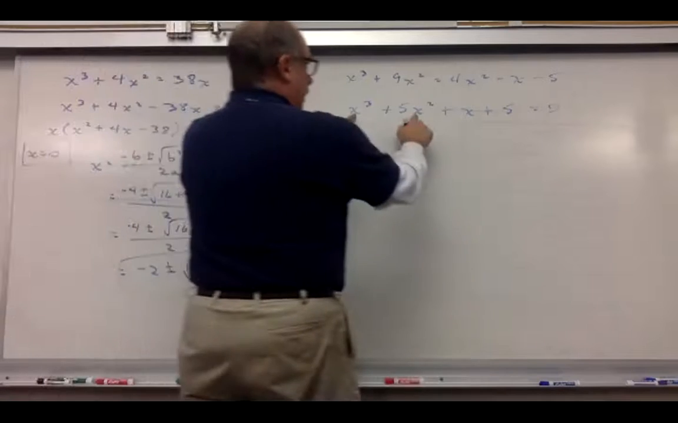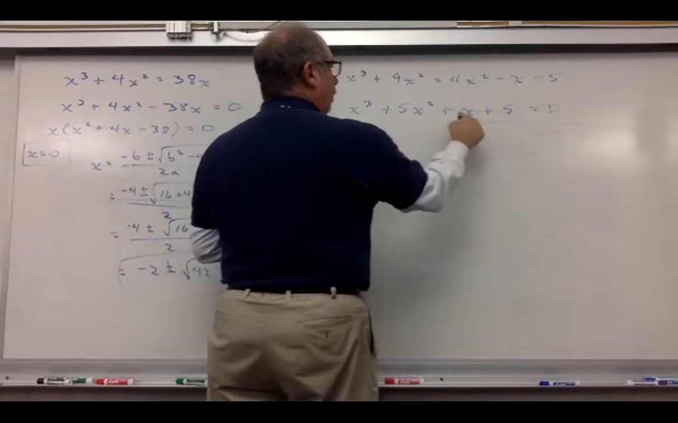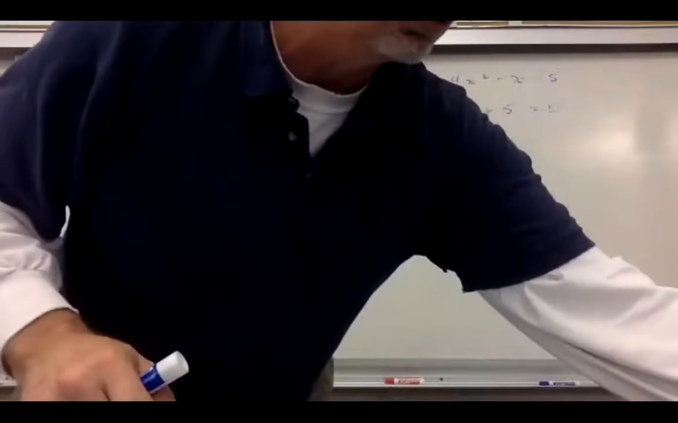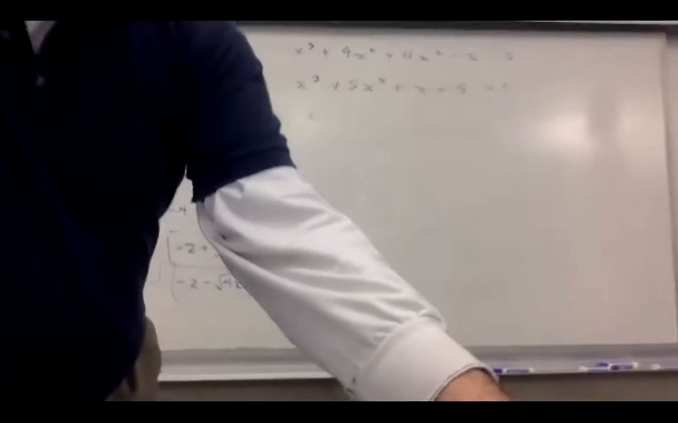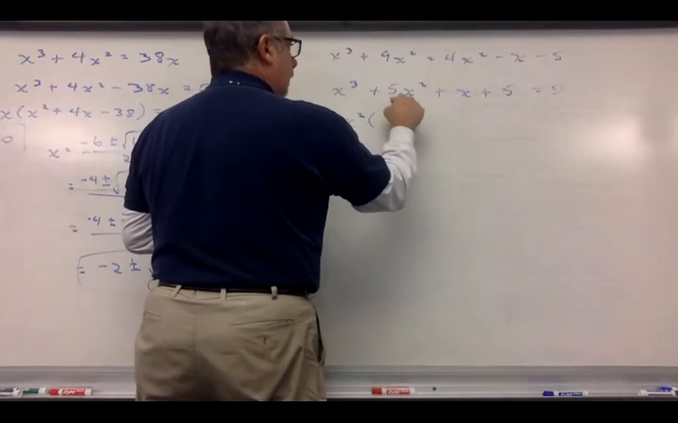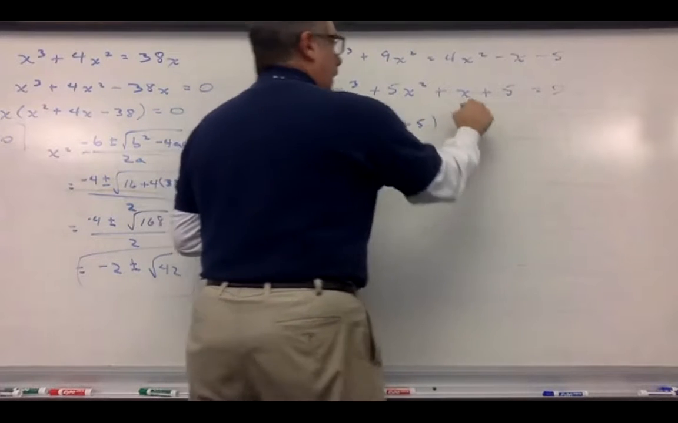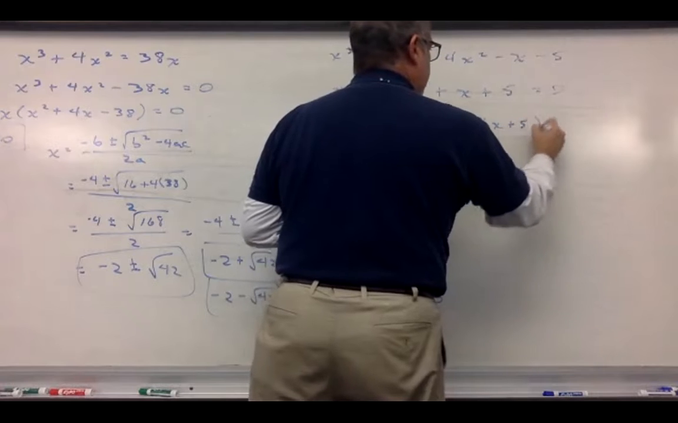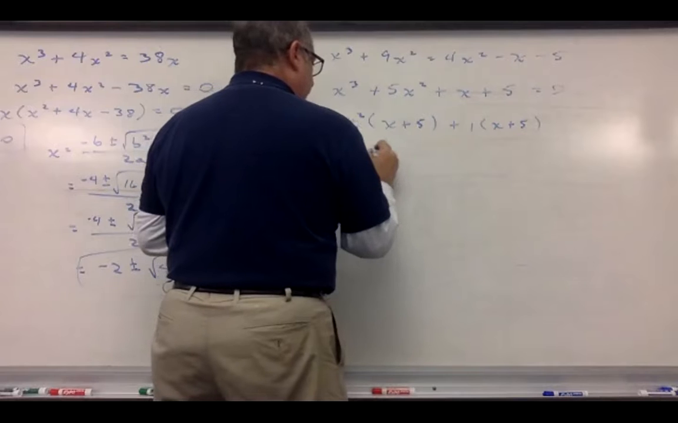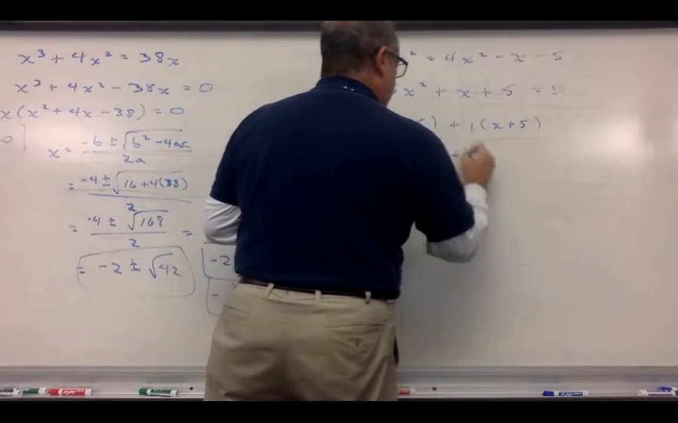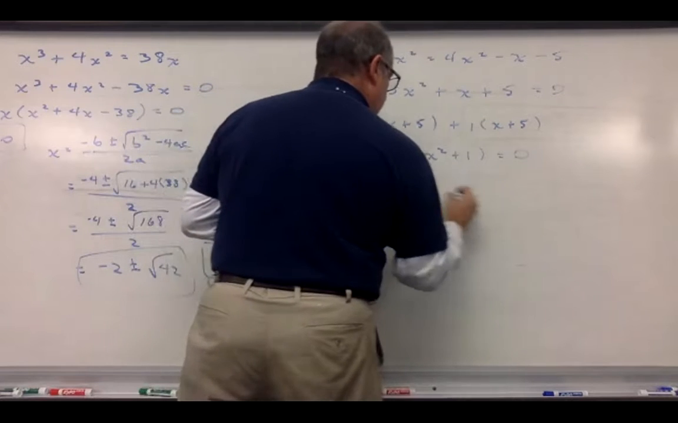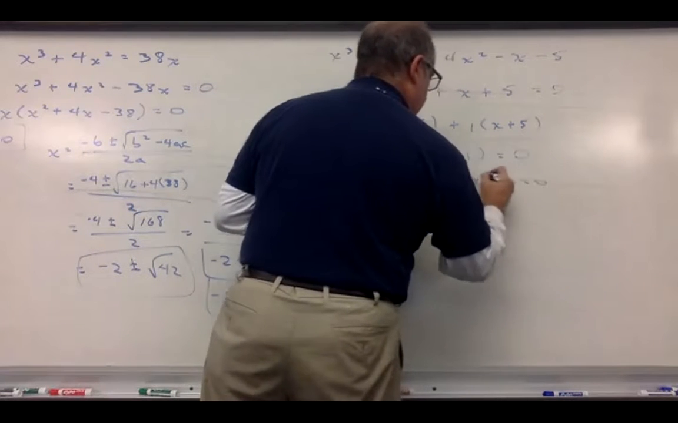Okay. Whenever you have four things, look to factor by grouping. I'm going to pull an x squared out of the first two, and I'm looking at x plus 5 there. And then plus 1 times x plus 5 equals 0. So then I can factor out the x plus 5: x plus 5 times x squared plus 1 equals 0. And then x plus 5 is equal to 0, or x squared plus 1 is equal to 0.